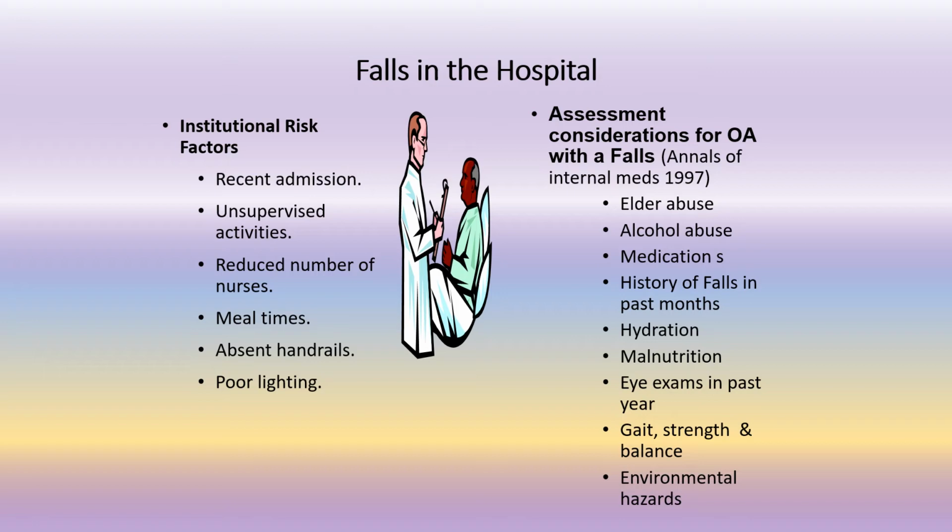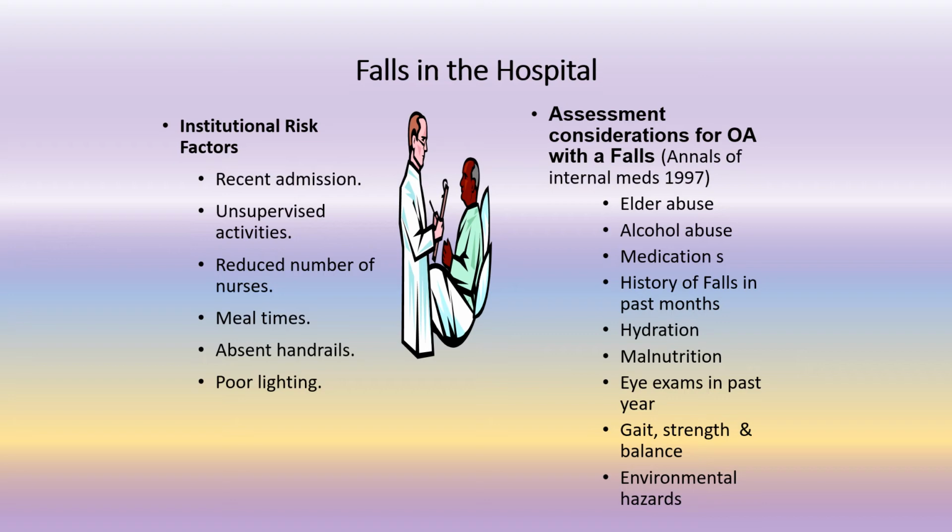There are some other institutional factors or risk factors, such as recent admission, unsupervised activities, reduced number of nurses, meal times, absent handrails, and poor lighting. And during meal times is because they're very much busy trying to get food and move around, go get water and things like that.